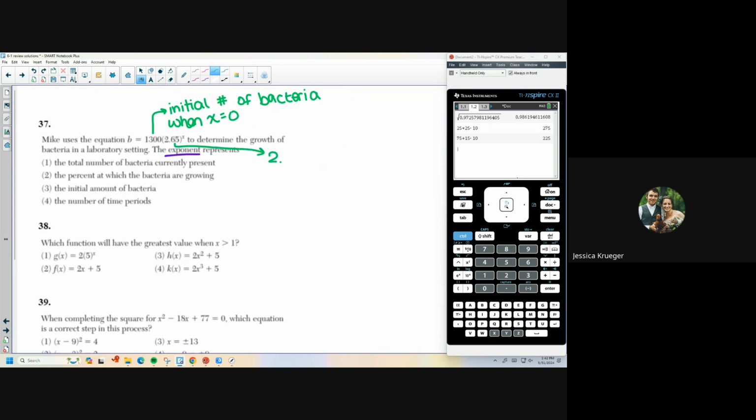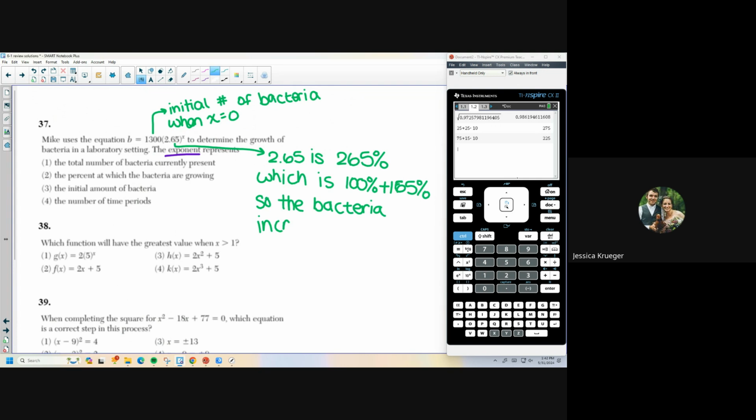2.65 is 265%, which is, remember, we always start with 100% plus 165%. So the bacteria increase by 165%. So that's our growth rate.